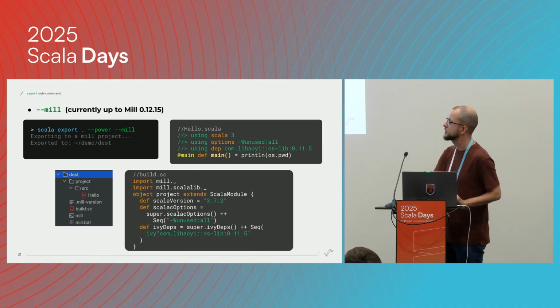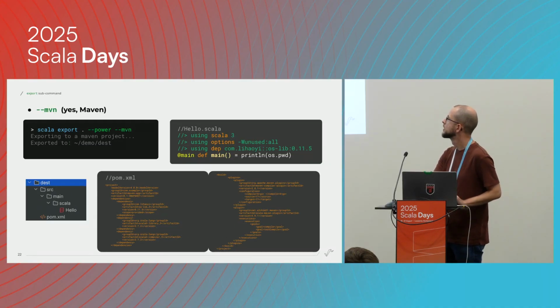So yeah, similar to SBT, this creates a project with Mill. It creates a build.sc, which should be build.mill on 1.0 in the future, and that exports all of the compiler options and dependencies and Scala versions.